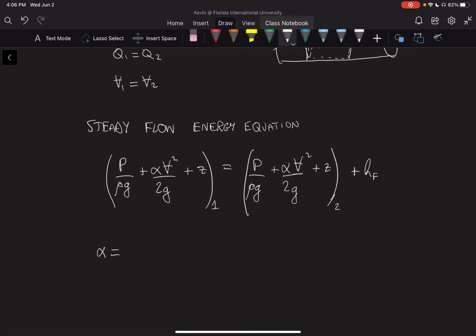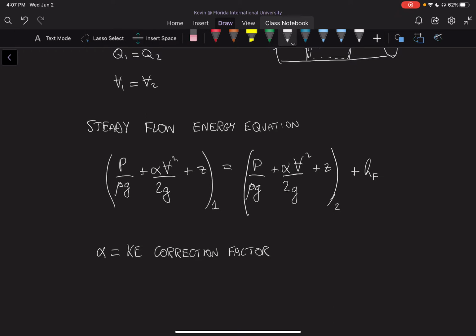So remember, alpha is a kinetic energy correction factor. And if you remember correctly, the kinetic energy correction factor plays a role when the flow is laminar. It doesn't really play a role when the flow is turbulent. I mean, it does change the value a little bit, but when the flow is laminar, alpha is usually equal to 2. So it's going to be very important to have that term in our initial equation.